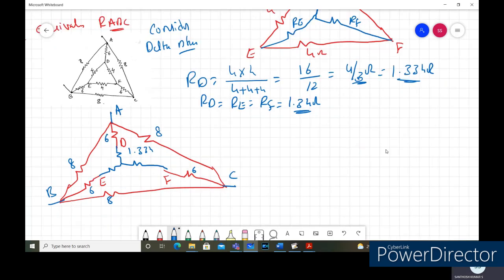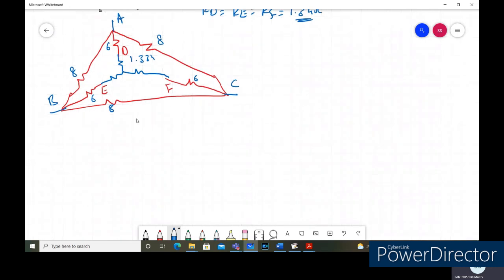So here we need to find the equivalent values. Here 6 and 1.334 are in series, and even 6 plus 1.334, and this is also 1.334, are in series here. So we can find the equivalent value, and again we need to apply the star to delta transformation and convert this one. So the outer layer, the delta network, will remain the same as it is.